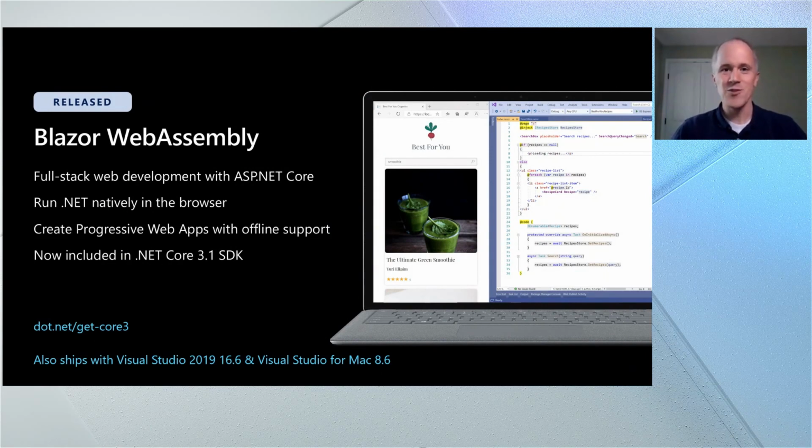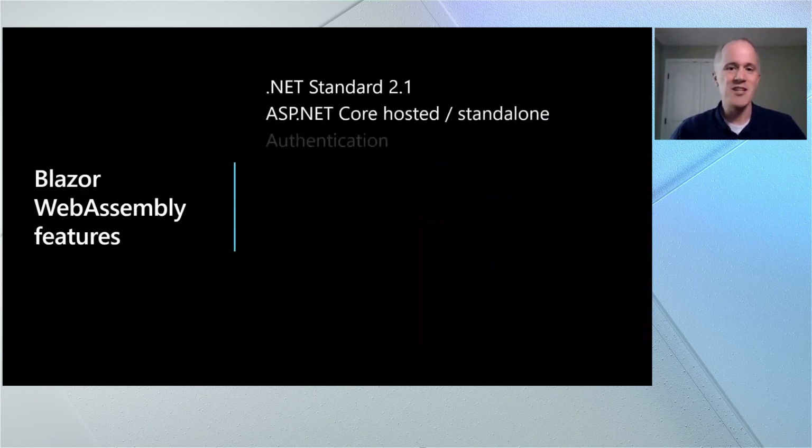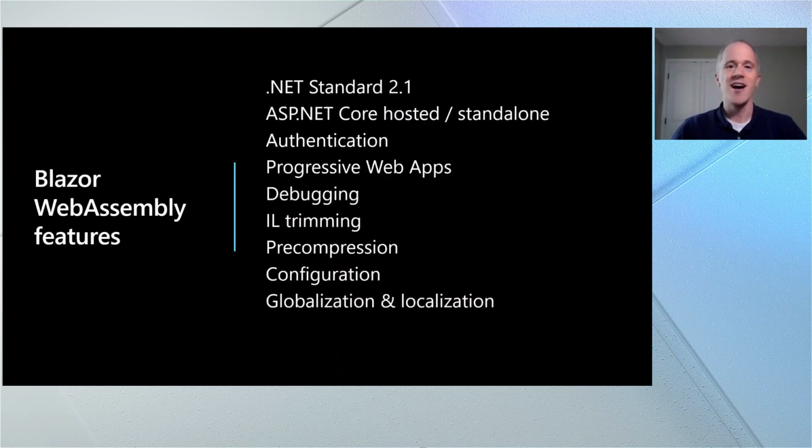Blazor WebAssembly enables you to run .NET code directly in the browser using a WebAssembly-based .NET runtime that you can deploy with your app. When paired with .NET Core, Blazor WebAssembly enables full-stack web development with .NET. Blazor WebAssembly is now available with the latest version of the .NET Core SDK, and it also ships with Visual Studio 2019 16.6 and Visual Studio for Mac version 8.6. This release of Blazor WebAssembly is loaded with features. It supports .NET Standard 2.1, so you can just reuse your existing libraries on both the client and server.